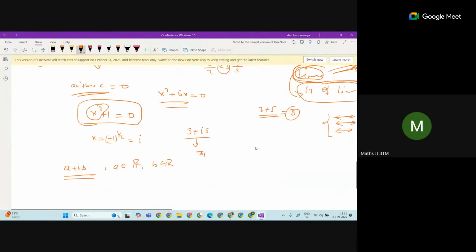Let's say x cube plus 1 is equal to 0, or even x cube minus 1 is equal to 0. This is a cubic equation. What will your answer be here? You will say x is equal to 1, right? But I will say there are other roots, called cube roots, not only one. There are roots which are complex.